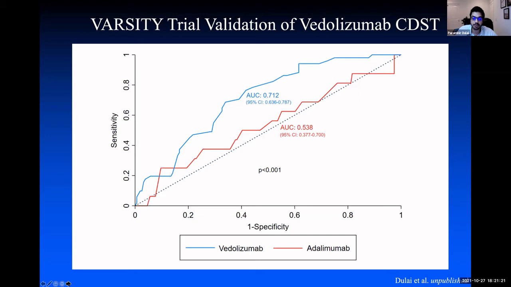52 with blinded central readers was 71% for those who got treated with vedolizumab in this randomized controlled trial, versus 54% in those who got treated with adalimumab in this randomized controlled trial, suggesting that this tool was indeed specific to predicting outcomes for vedolizumab in ulcerative colitis. Now, how do you personalize this then in clinical practice?